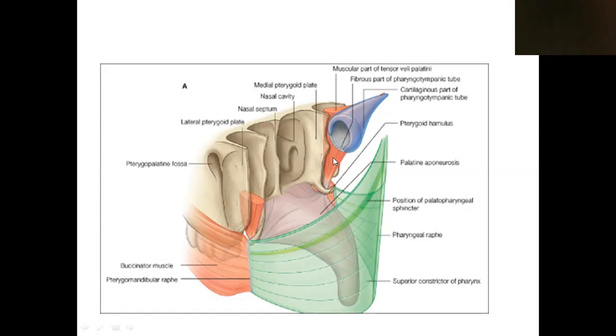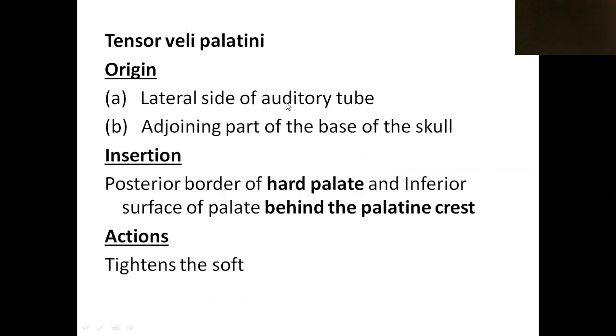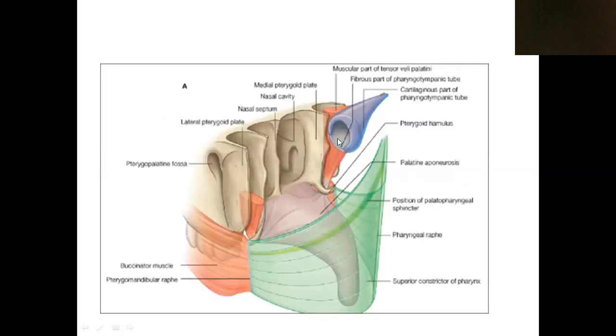So this muscle arises from the lateral side of the auditory tube and the adjoining part of the base of the skull. From there, the muscle fibers run downward, wind around a hook-like structure, the pterygoid hamulus, and reach the soft palate. There it spreads to form a leaf-like structure known as the palatine aponeurosis.